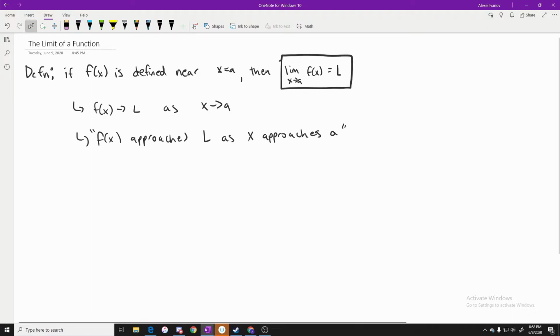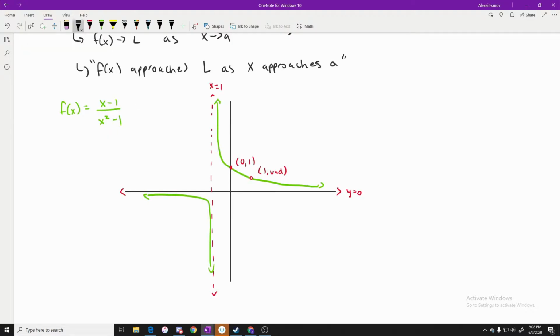So this mathematical symbol right here is the limit of a function, and essentially we will be analyzing this through multiple different ways, and I will give you a visual example as to what the limit means. So here I have drawn a little graph of this function right here, which is f of x equals x minus 1 over x squared minus 1.